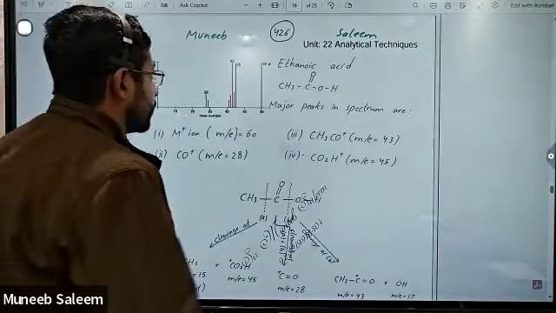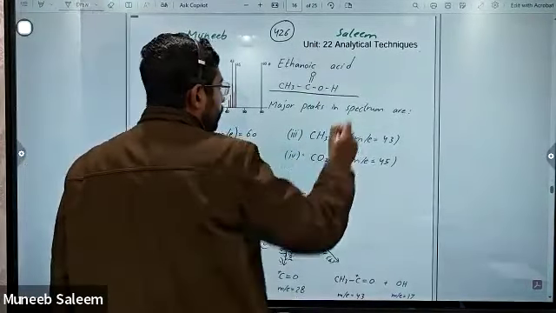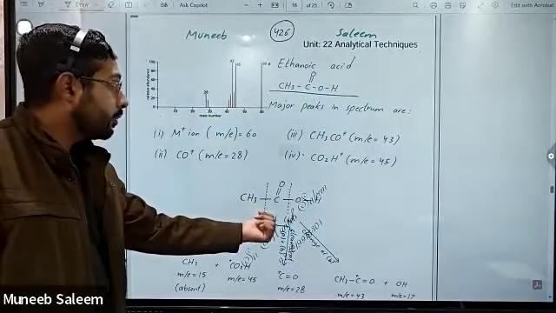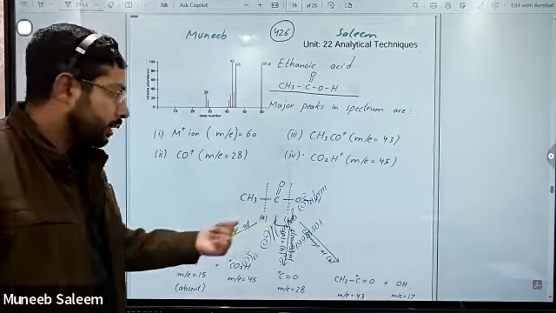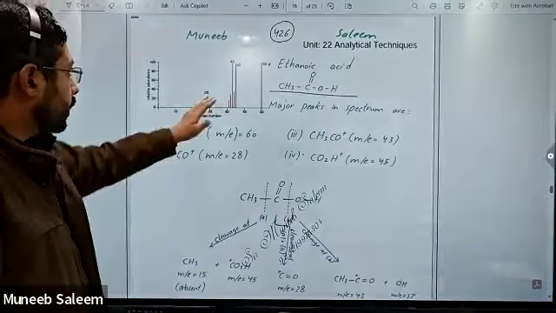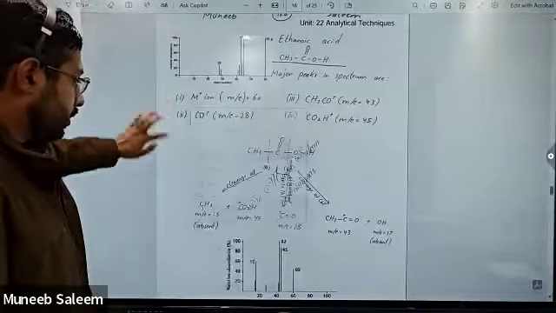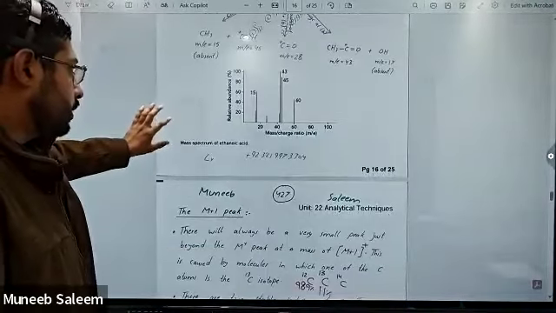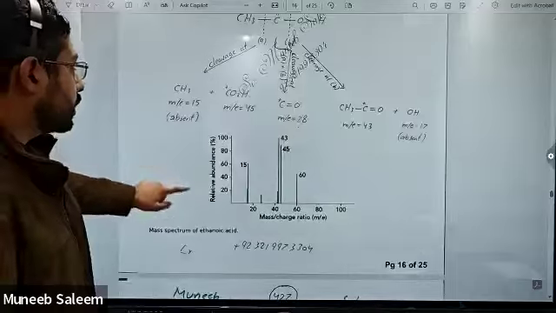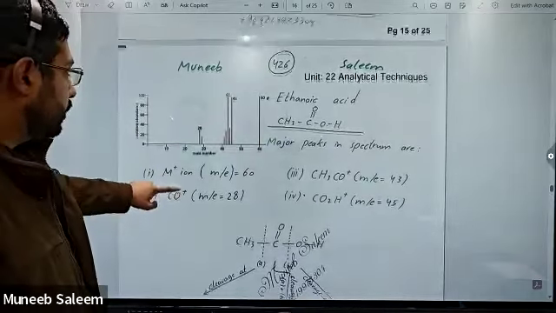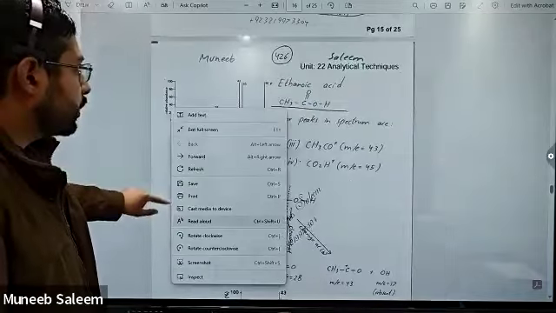That's the mass spectrum of a carboxylic acid. So you can see how the different parts are cleaved here to get different fragments. And this is the mass spectrum matching with this carboxylic acid. This is again a carboxylic acid, ethanoic acid, and this is the mass spectrum of ethanoic acid.